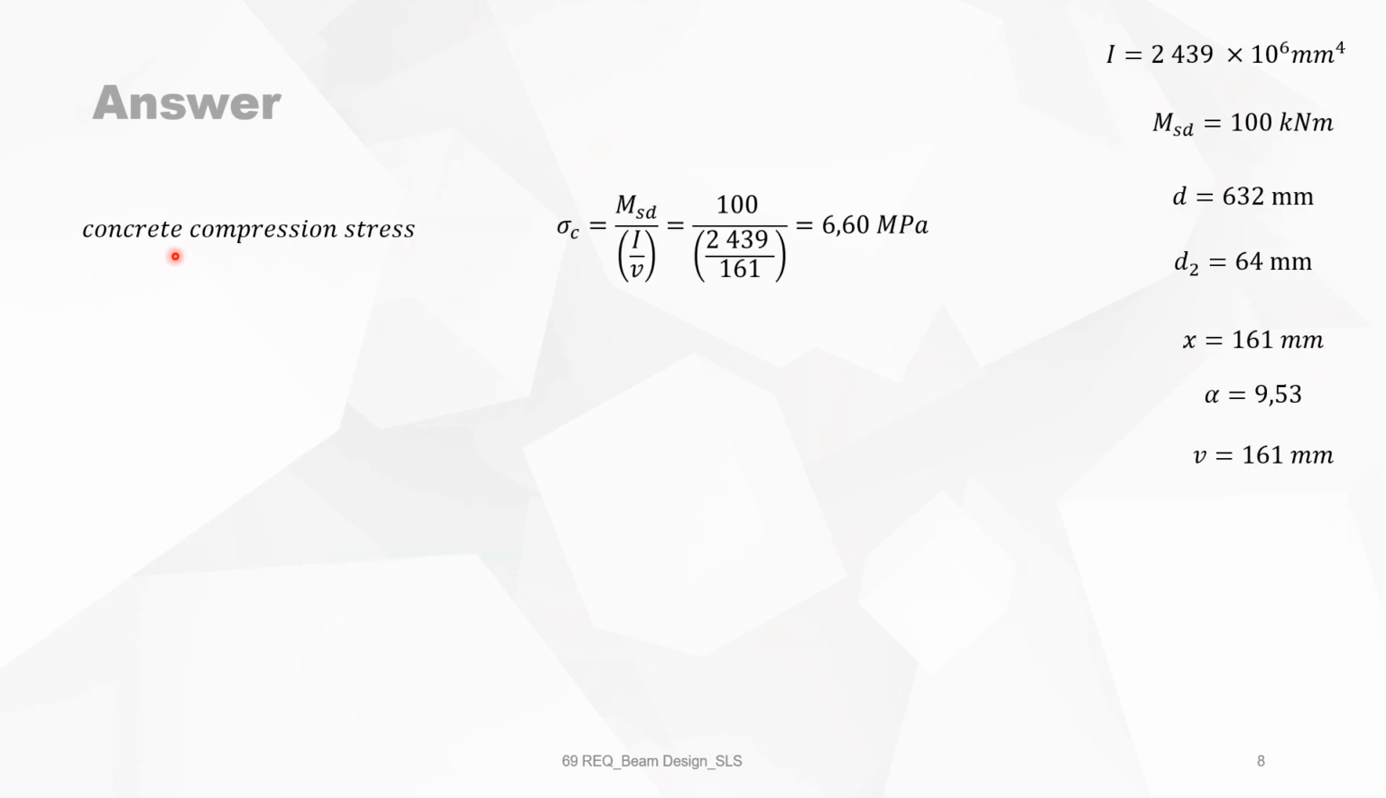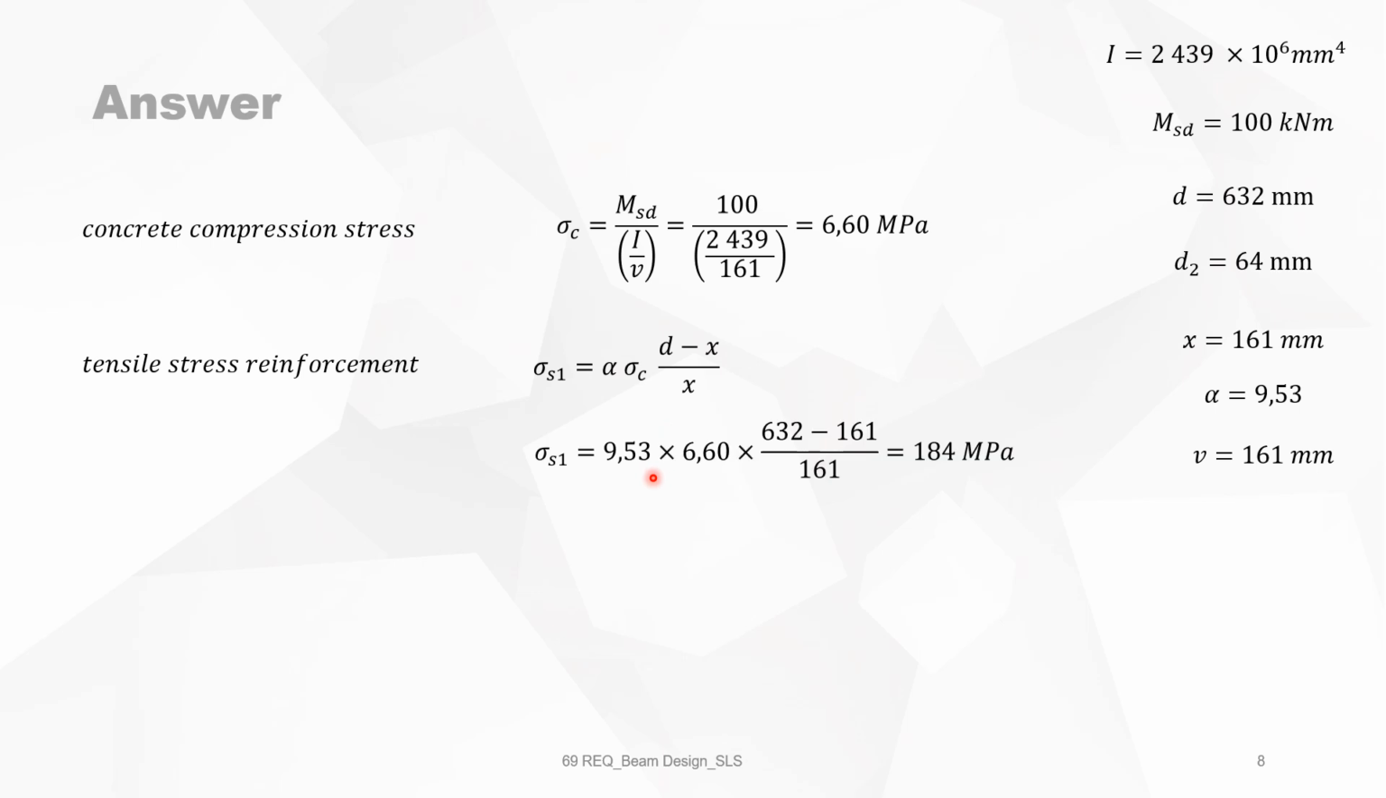Then the concrete compression stress, sigma c, was equal to this. We can now use the values of E and V. E is expressed in 10 to the power 6, which is much easier to handle. So we got the concrete compressive stress as 6.6 megapascal. The tensile stress of the reinforcement, sigma S1, is then alpha sigma C times this. And when you put in some numbers, we got 184 megapascal.